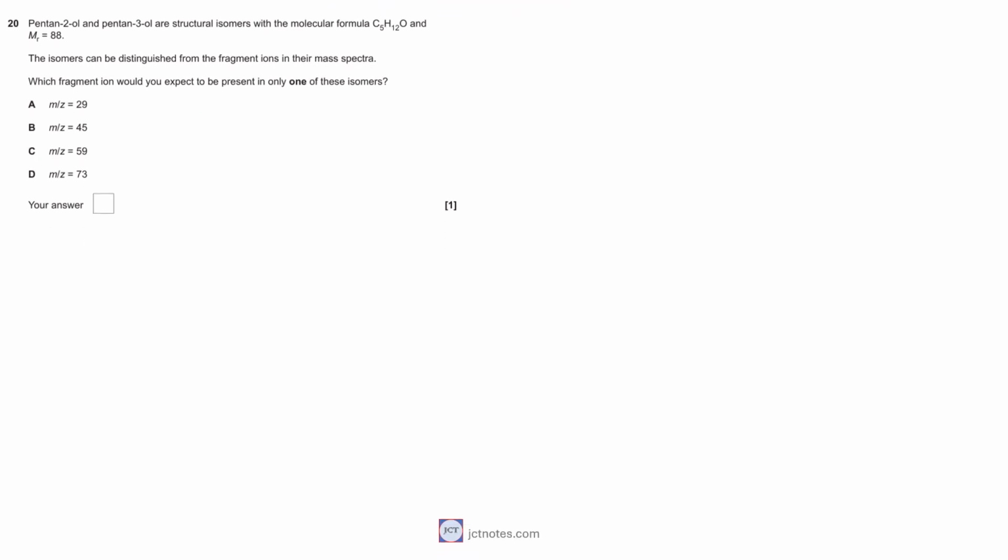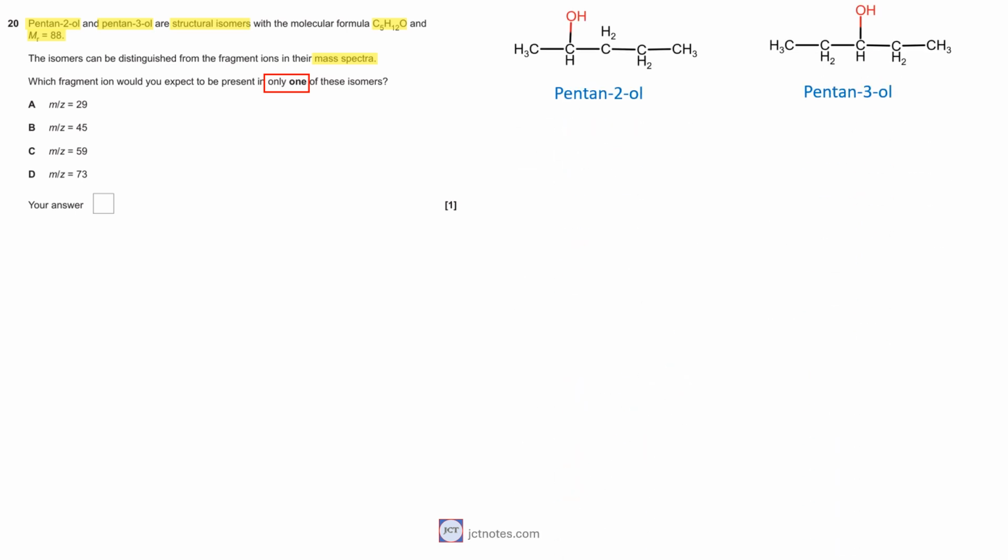Question 20 is about the structural isomers pentan-2-ol and pentan-3-ol with the molecular formula C5H12O and molecular mass equal to 88. The isomers can be distinguished from the fragment ions in their mass spectra. We are asked to identify the fragment ion which would be expected to be present in only one of these isomers. For this question, it is helpful to draw both structures and try to identify the fragments that would produce the different m/z values provided.